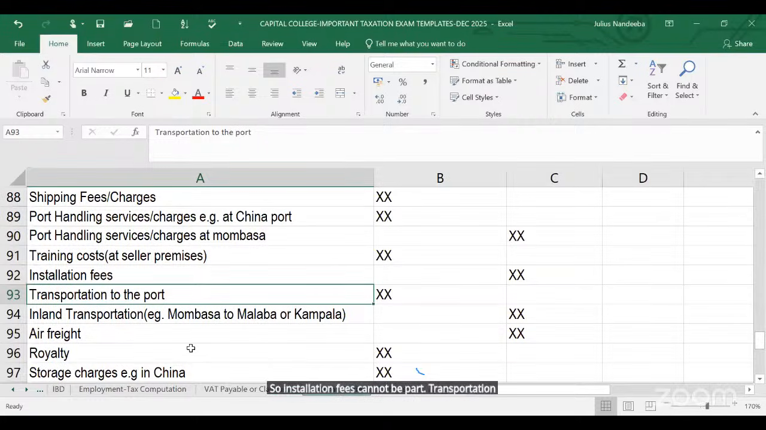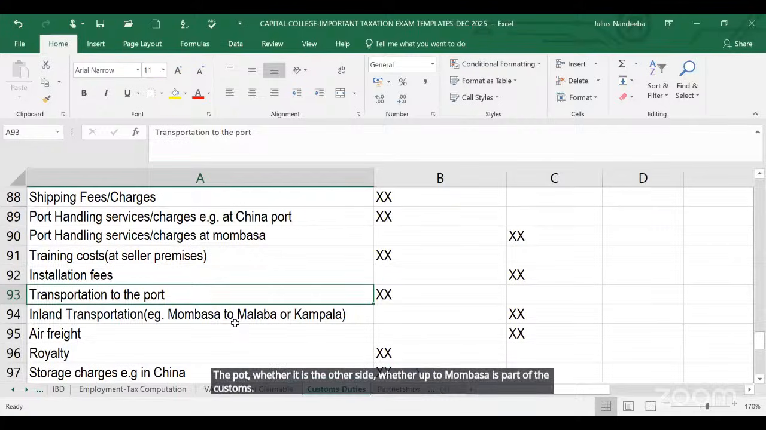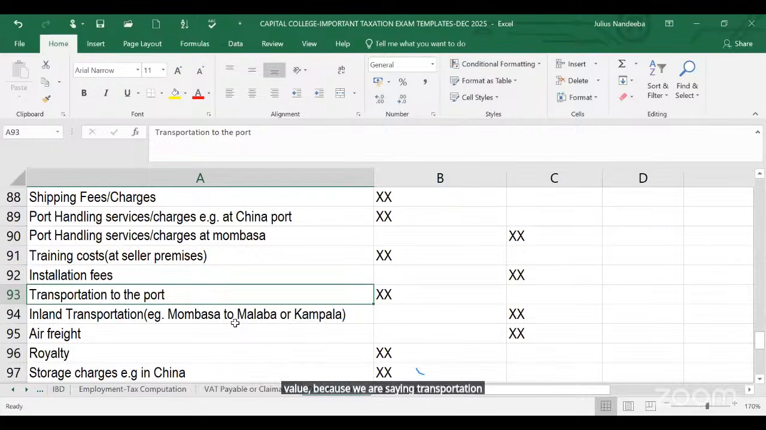Transportation to the port. Now, transportation to which port? We are talking about the port, these goods have not yet entered the port. So any transportation to the port, whether it is the other side, whether up to Mombasa, is part of the customs value, because we are saying transportation to the port. For example, the goods from the warehouse must be transported on trucks to the port in China before they can actually get on the ship.